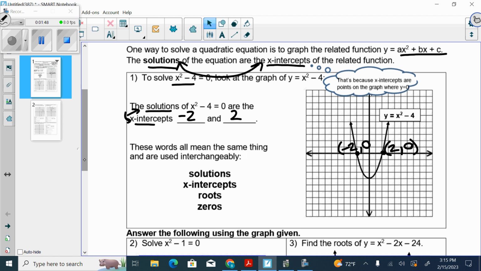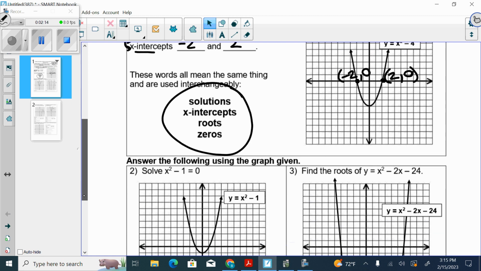These words actually all mean the same thing. So anytime they use any of these 4 words, they're asking you where does it touch the x-axis. Solutions, x-intercepts, roots, and zeros. Anytime they use any of those 4 words, they're asking you where does it touch the x-axis, okay? So don't get thrown off because they use a different word. It all means the same thing.